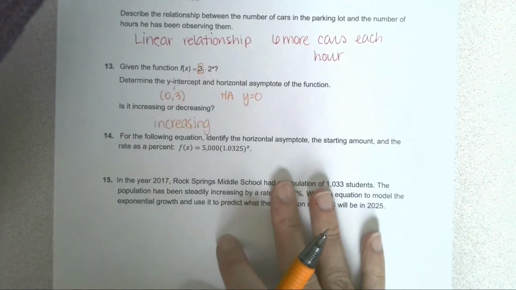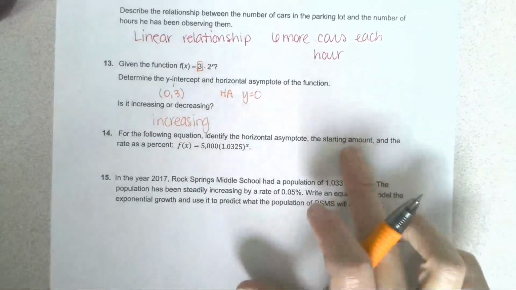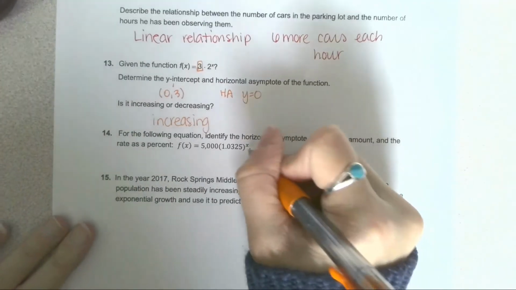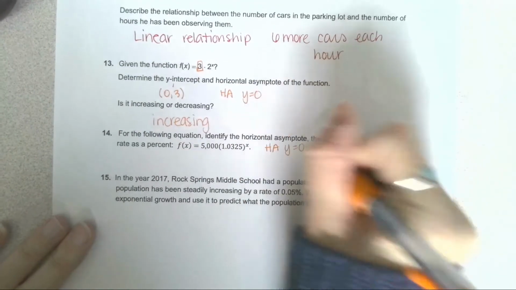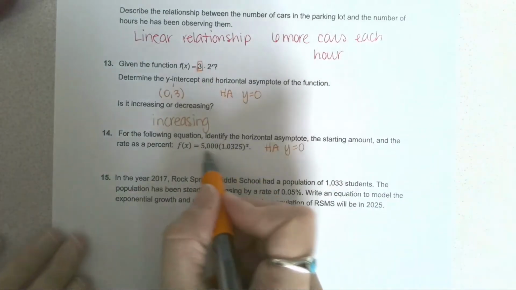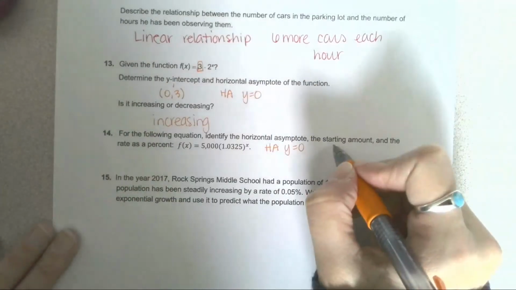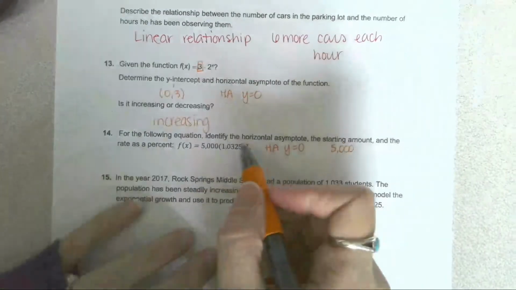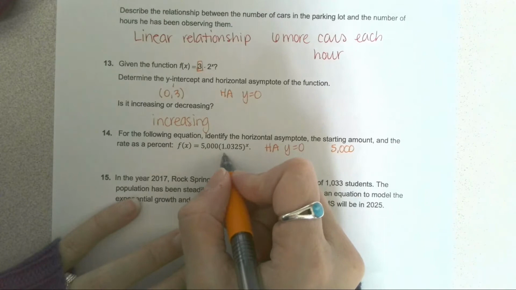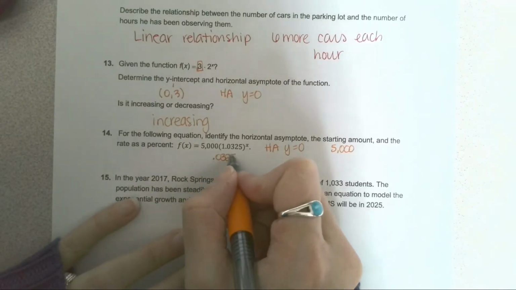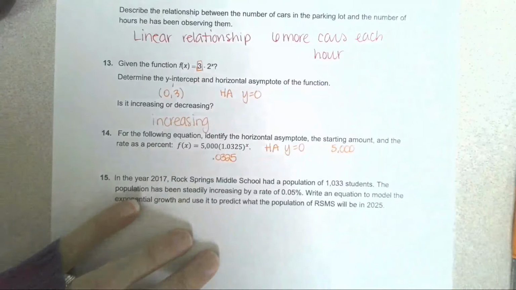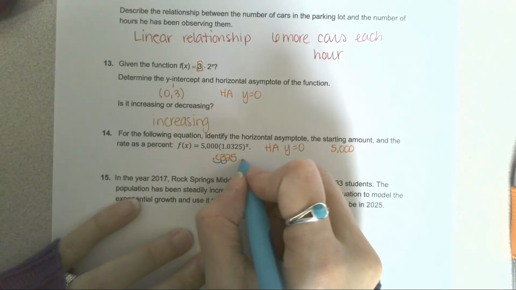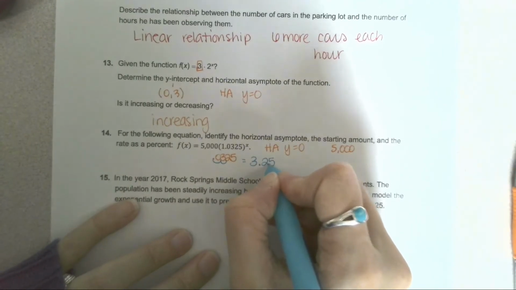Okay, for the following equation, identify the horizontal asymptote, the starting amount, and the rate as a percent. So horizontal asymptote, there's no plus or minus at the very end, so it's y equals 0. The starting amount is the first number that comes after the equal sign, so starting amount is 5,000. And the rate as a percent. So the rate is going to be this 0.0325. And to write that as a percent, we're just going to take this decimal point and move it to the right 2. So that gives me 3.25%.